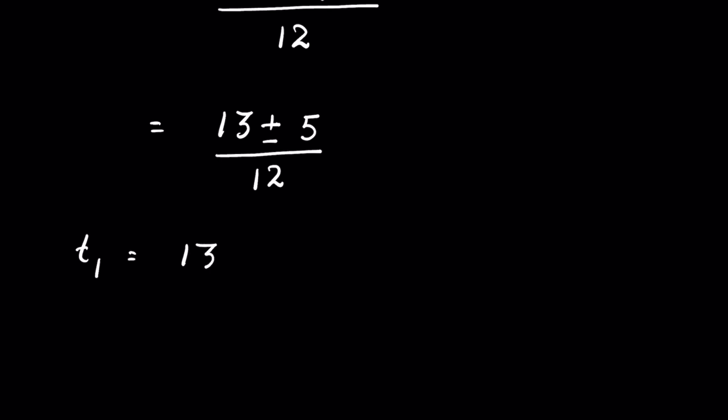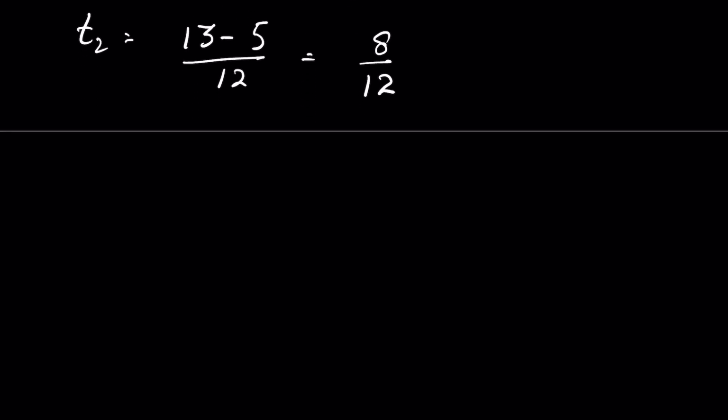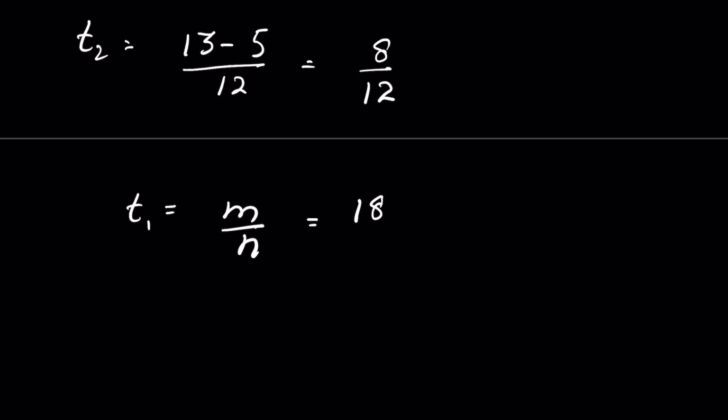When t1 is 13 plus 5 upon 12, it is 18 upon 12, and t2 is 13 minus 5 upon 12, which is 8 upon 12. Now we have t is equal to m upon n. So m upon n in the first case is 18 upon 12.